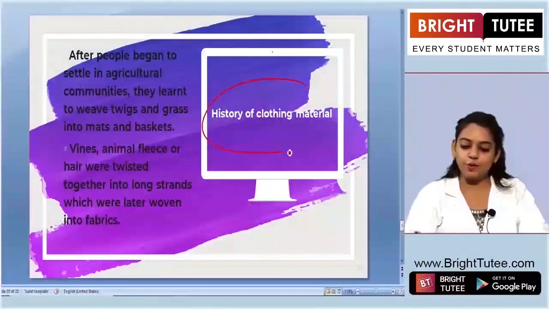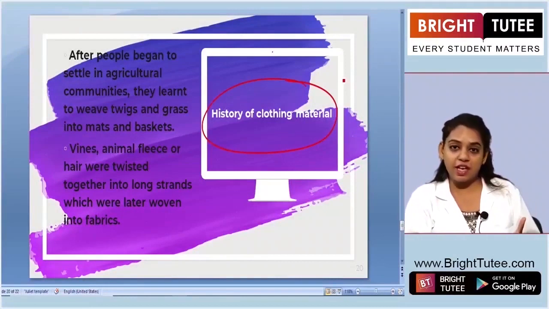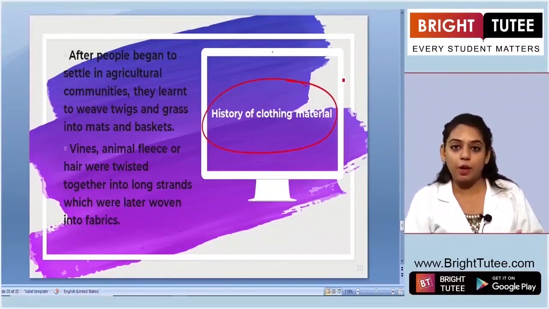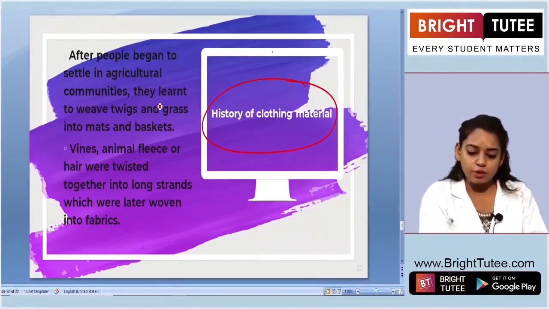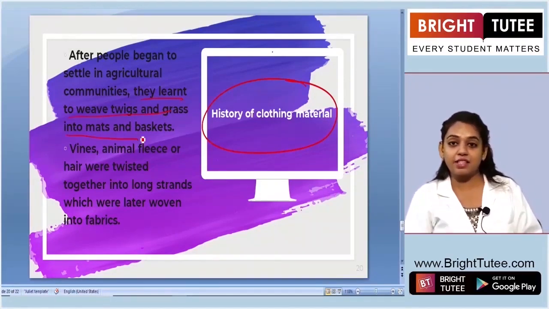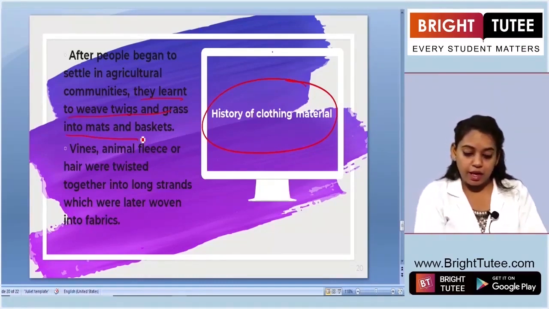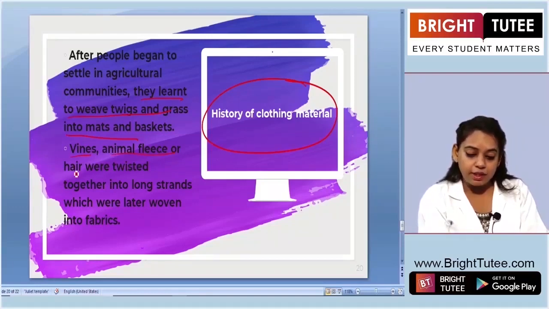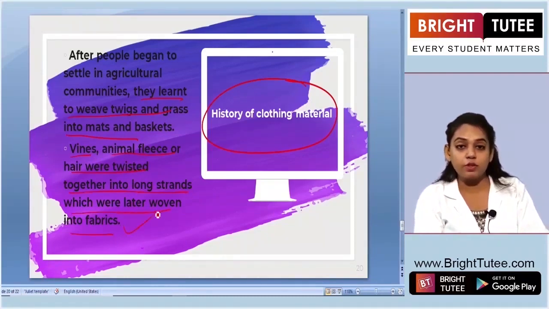And in this session we are going to discuss the history of clothing material. With the beginning of civilization, when people started settling down, there were no fabrics known to them, and they used the leaves and twigs that were available next to them. They learned to weave the twigs and the grass into mats and baskets, and also used these products as clothing. They used vines and animal fleece or animal hair, which they twisted together into long strands, which was later woven into fabrics.